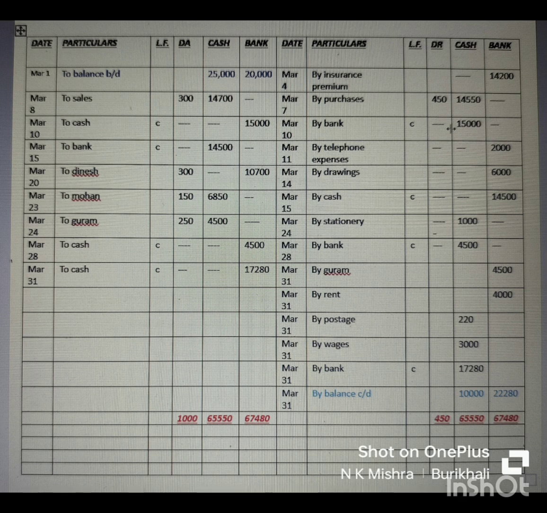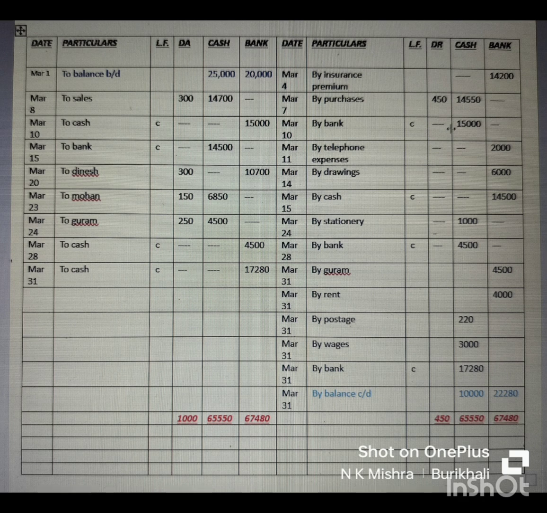The 450 for me is a discount received, because I am purchasing and getting 3% off. There is a cash discount. It will be shown in the discount received column, 450 rupees, and the rest of the money I have to pay. That's why I have shown it in the cash column: 14,550 is going away from me, and 450 rupees is the cash discount. That is the income for me, that's why I showed it in the discount received column.